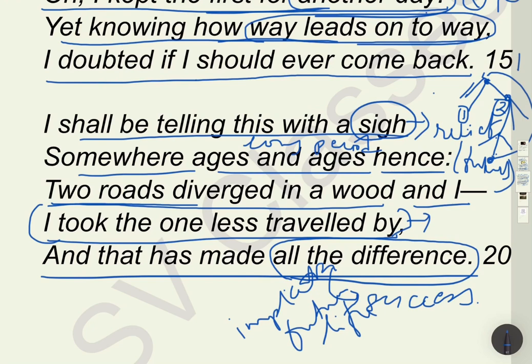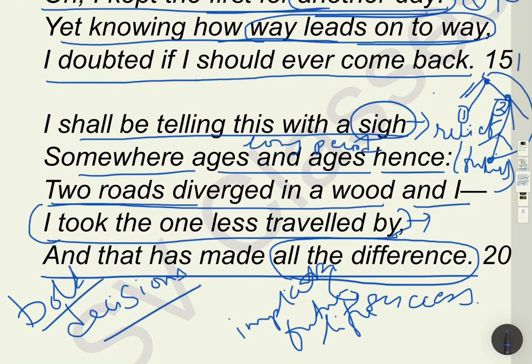He also says that one should not hesitate to make bold decisions. It means you should be strong enough to take bold decisions in life, which, if you go on, may lead to success. Okay students, so here we complete our poem, and the rhyme scheme we have seen is A, B, A, B.